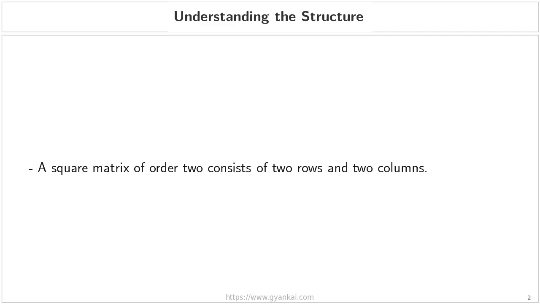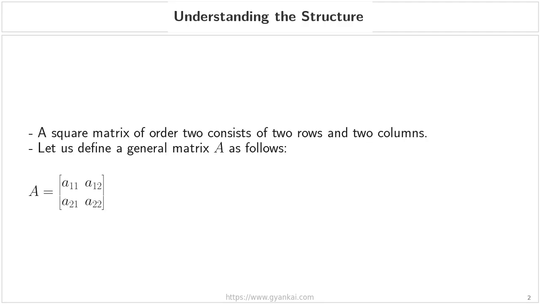Understanding the structure. A square matrix of order 2 is quite simple. It consists of exactly 2 rows and 2 columns. To make our calculations easier to follow, let's define a general matrix, which we will call matrix A, as follows. Matrix A, with its first row containing elements a sub 1-1 and a sub 1-2, and its second row containing elements a sub 2-1 and a sub 2-2.